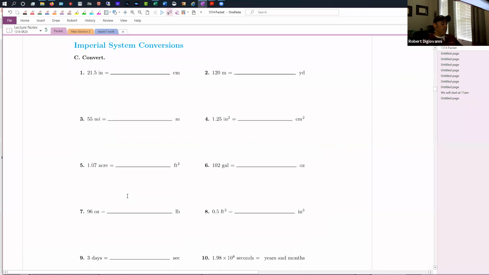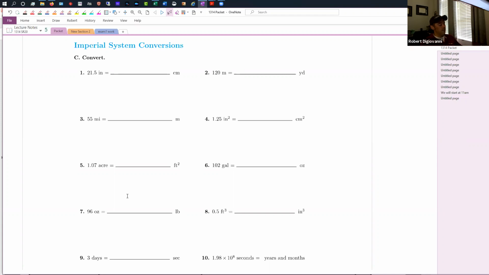All right, now let's talk about the imperial system. Remember I told you that story about the probe we sent to Mars and we lost it. It was because some engineers were using imperial, the others were using metric. Well, these problems here are an opportunity for us to convert between the different systems and within the imperial system.